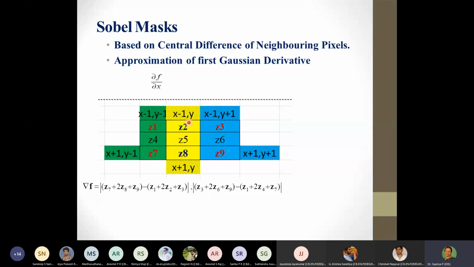And these two terms, as I mentioned, either we could consider the central difference, or instead of just considering it as z8 minus z2, we are multiplying it by a constant: 2z8 minus 2z2. So there is not going to be any change in the difference. As has been mentioned, 2 could be considered as a smoothing factor for getting better results, and this is also more effective because it is more robust to noise.